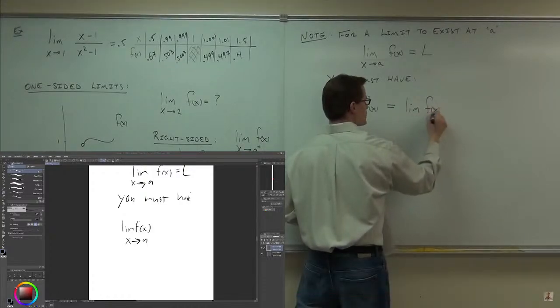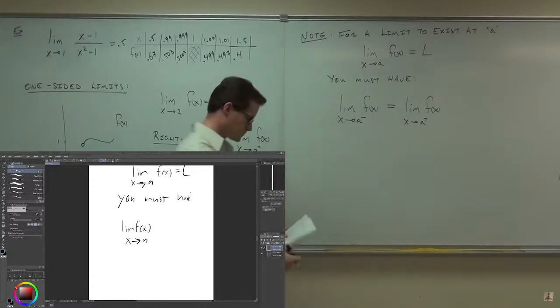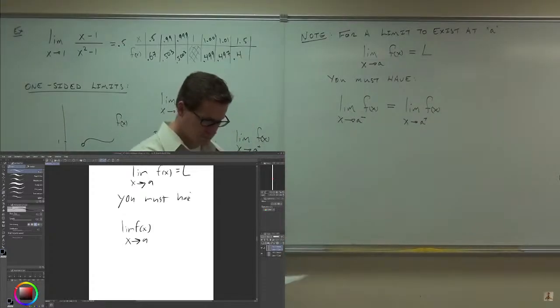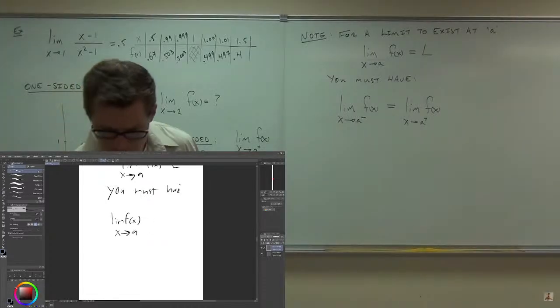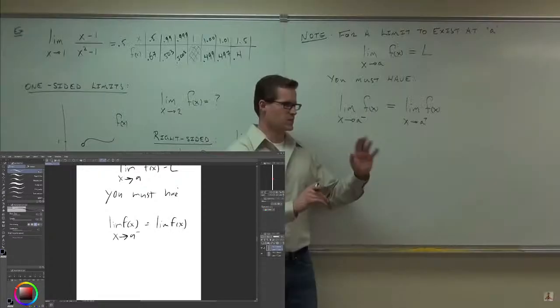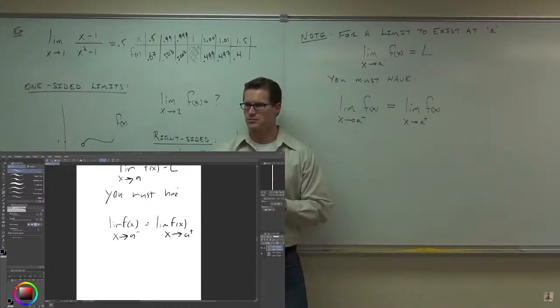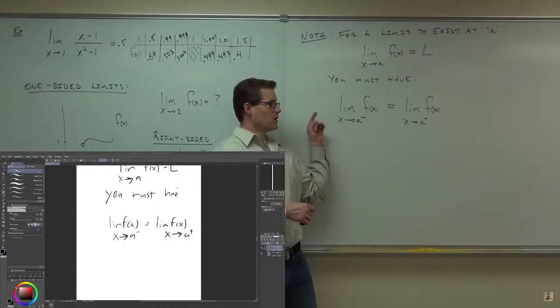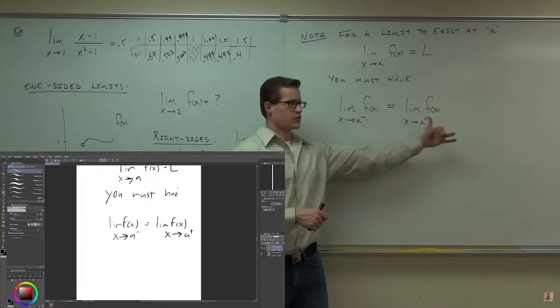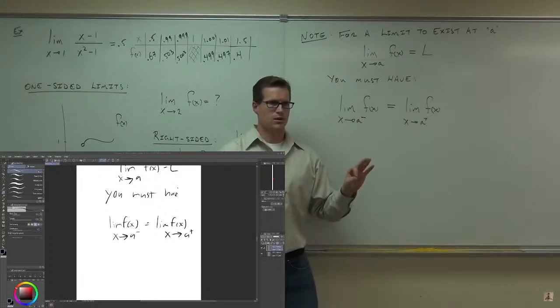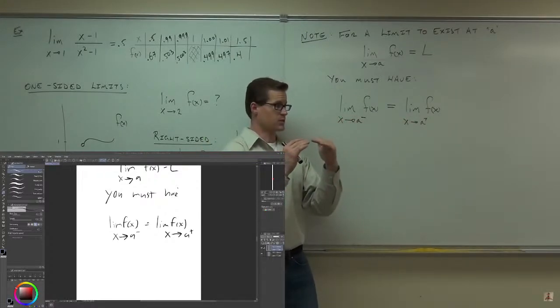Of f of x as x approaches a from the right. It's got to happen. So let's see if that happens. What this says in plain English is this. Ready for the plain English part? The function from the left and the function from the right have to have the same value. Basically, they've got to meet up somewhere.